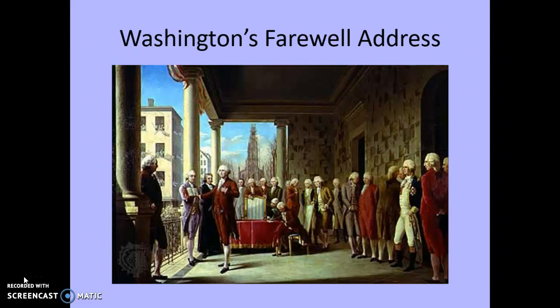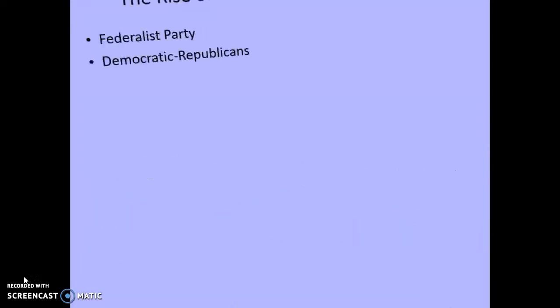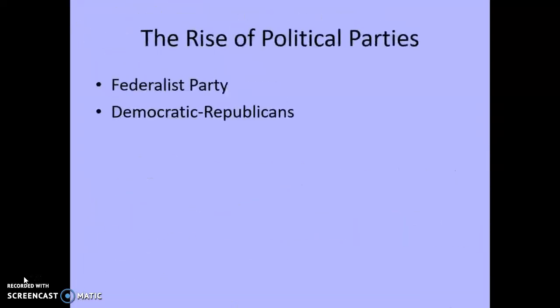But the political parties thing, we're just going to jump right into that because the 2 political parties, the first political parties of this country, are already emerging. Okay, so the Crash Course video kind of explained some of the generalities between the first party system, which is the Federalist Party, versus the Democratic Republicans.